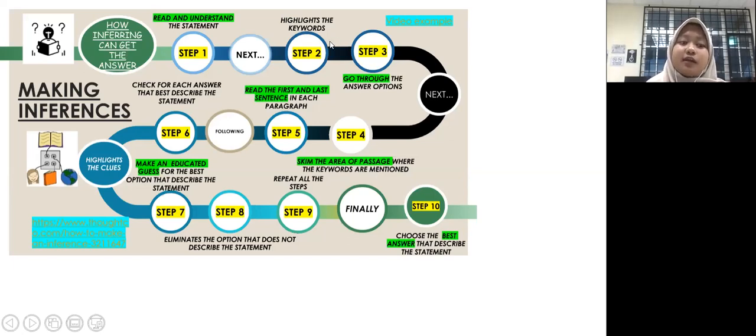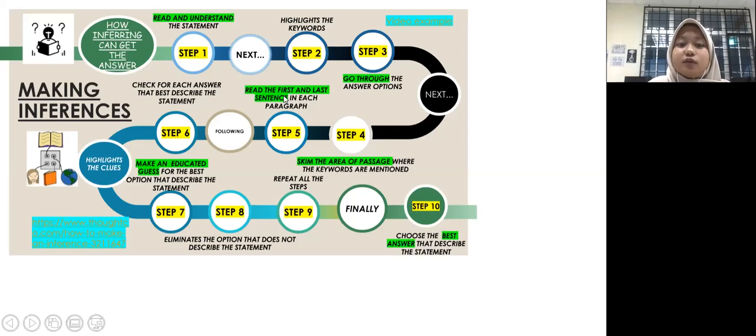The statement will ask you to refer to the line that was stated. Therefore, you have to refer to the text, and I advise you to read the whole paragraph to help us understand more and to get the clues to answer the question.